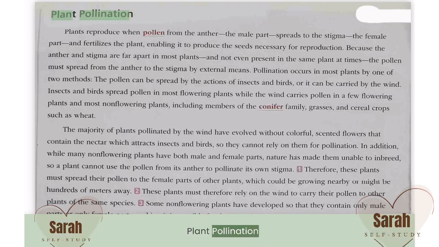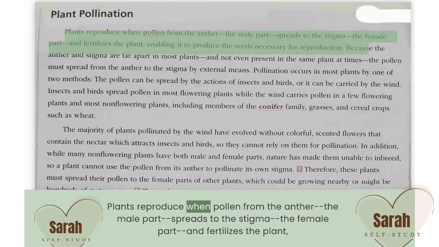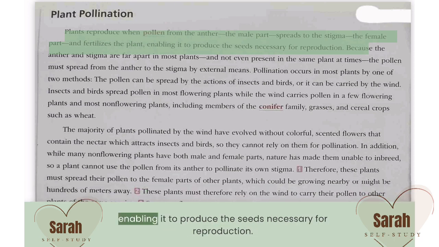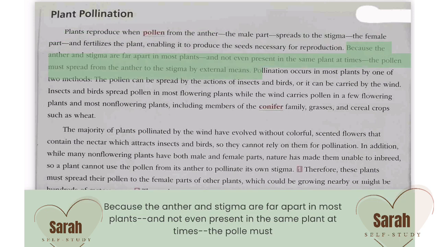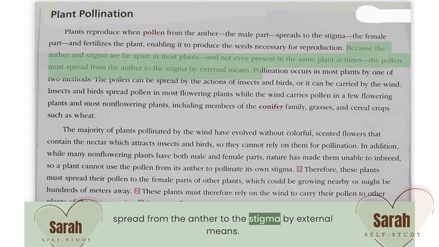Plant pollination. Plants reproduce when pollen from the anther, the male part, spreads to the stigma, the female part, and fertilizes the plant, enabling it to produce the seeds necessary for reproduction. Because the anther and stigma are far apart in most plants, and not even present in the same plant at times, the pollen must spread from the anther to the stigma by external means.